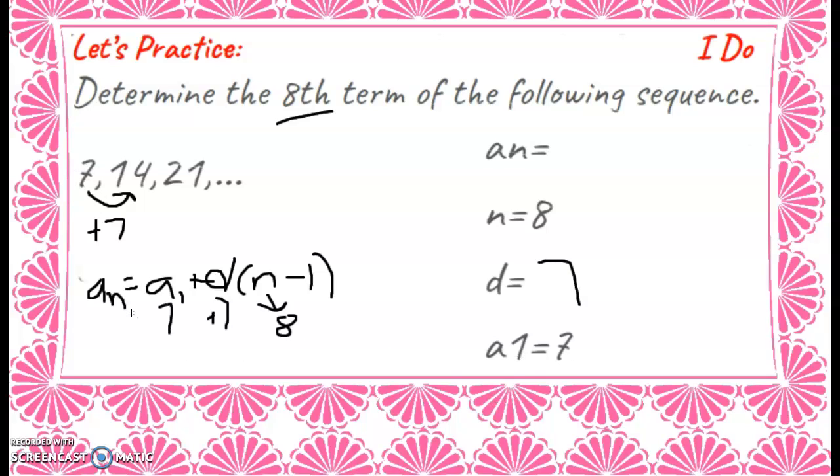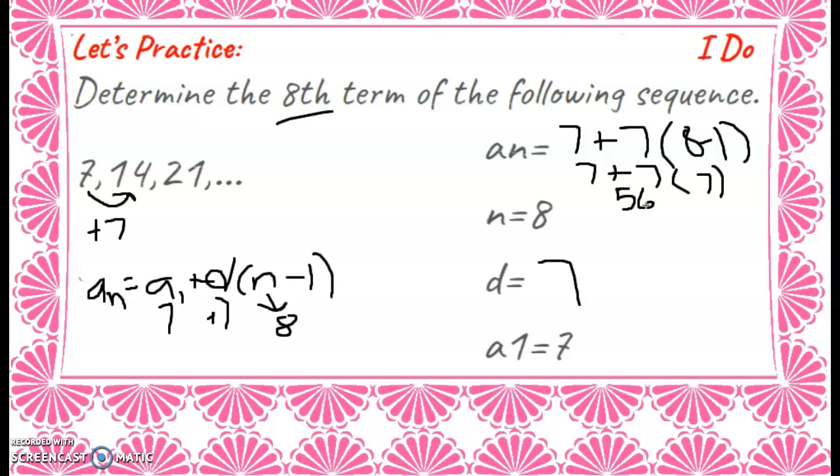So we just plug these in to get a of n. So we have 7 plus 7 times 8 minus 1. We have 7 plus 7 times 7. That's 49 plus 7, 56. So our 8th term in this sequence is 56.